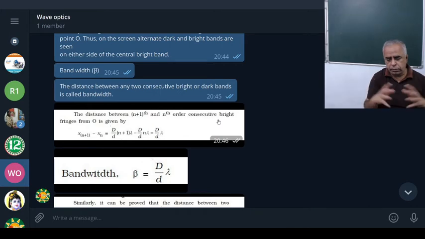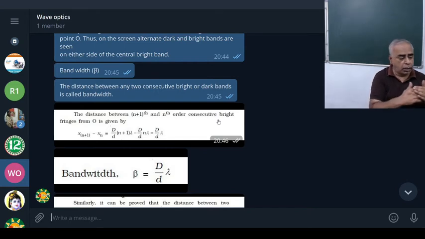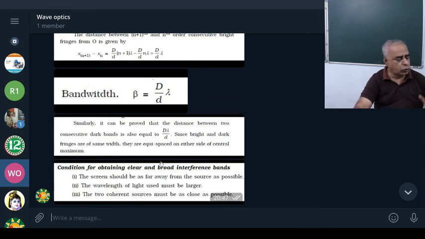So it tells us that, keeping lambda constant, beta is inversely proportional to d. The narrower the small d, the distance between the coherent sources, the wider and clearer the bandwidth will be. And what about the distance D? When the distance between the screen and coherent sources increases, we are able to get better bandwidth. So that is directly proportional to capital D. These things are very, very important.